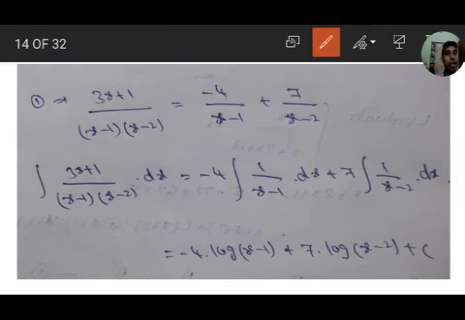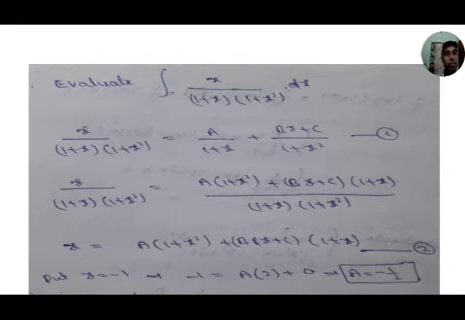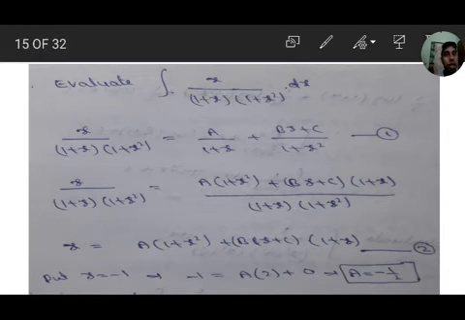Let us move to the next problem. Fifth one. Evaluate integration x by 1 plus x into 1 plus x square dx. So here, integration of the rational fraction x by 1 plus x into 1 plus x square.